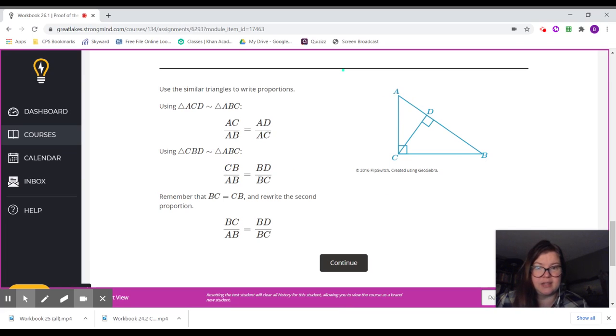And then they did the same thing with these. So they did hypotenuse, this is long leg, and then hypotenuse. So long leg of the medium one to hypotenuse. And then they already said that those sides are the same. BC is the same thing as CB. And so they just rewrote the second one.